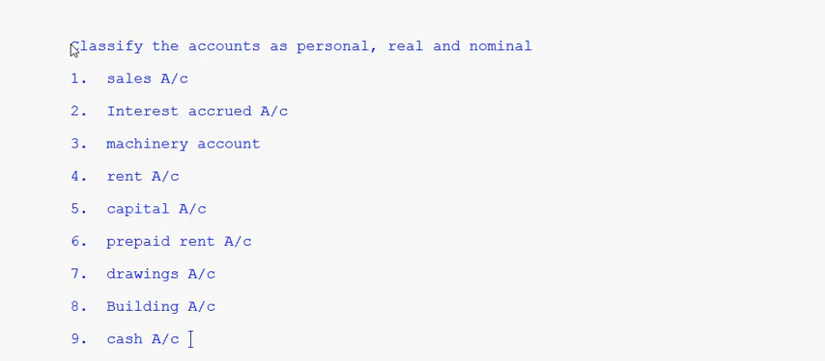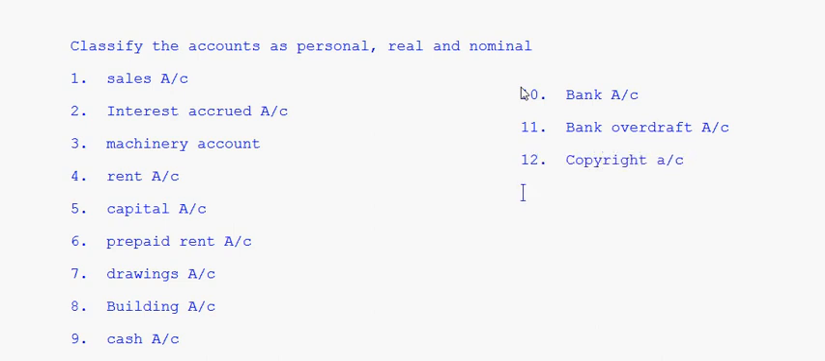And I'll also put this here: bank account, bank overdraft account, copyright account. Now these are the accounts that I have given here. Now we have to classify these accounts as personal, real or nominal. Okay, now let's do this.